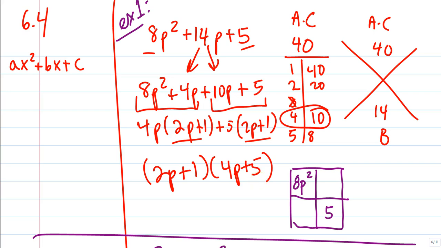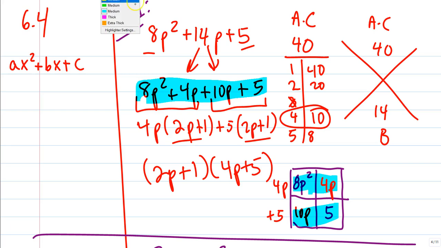Quick reminder of the area model. If you don't like this algebraic approach, then stick it in the area model. 8p squared, split up the 4p and the 10p, okay? And then I look at each row and I go, what do they have in common? 8 and 4, we got a 4 and a p. 10 and 5, we got a 5. 4p plus 5 is one of my groups.